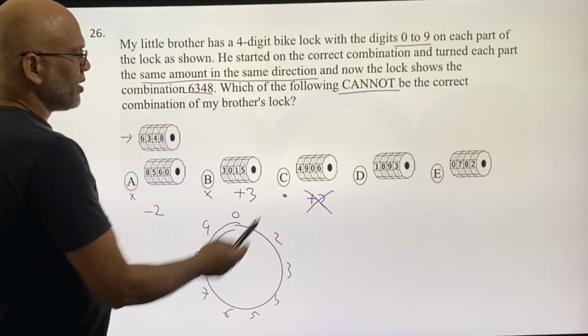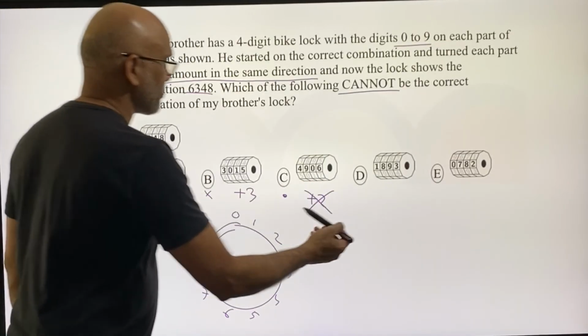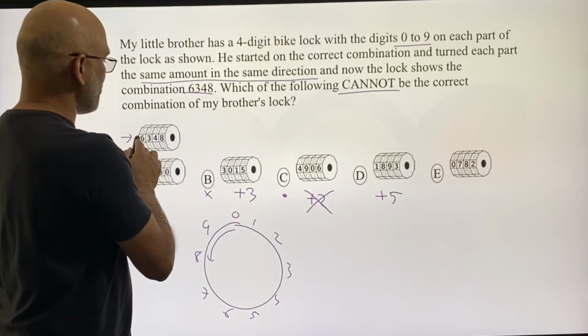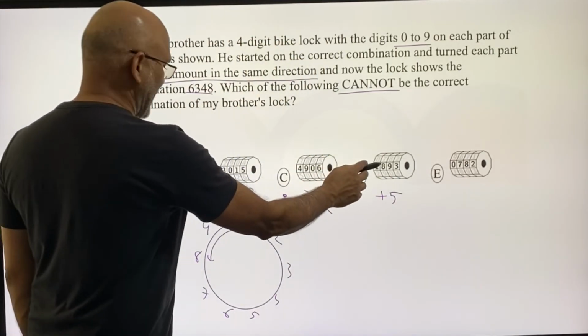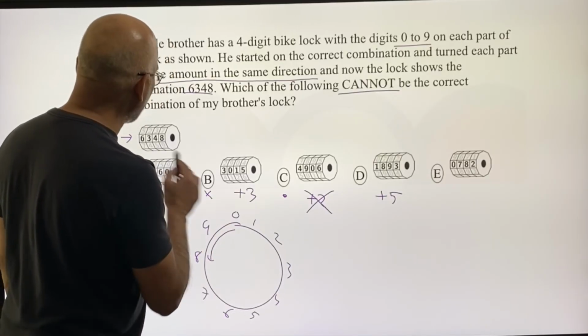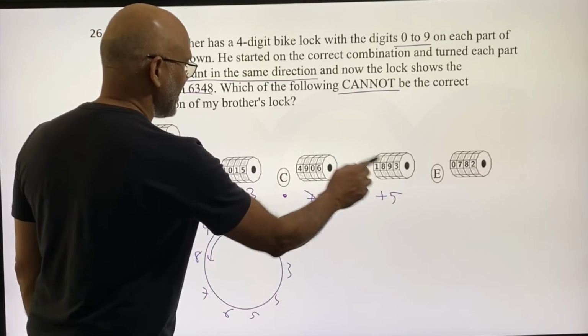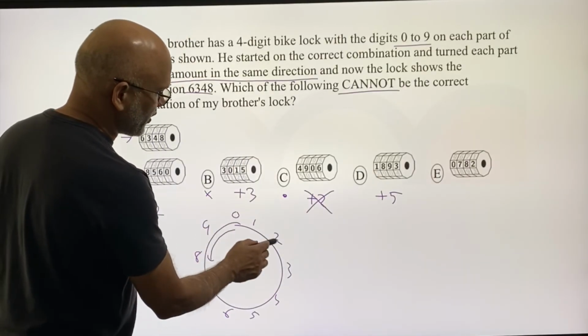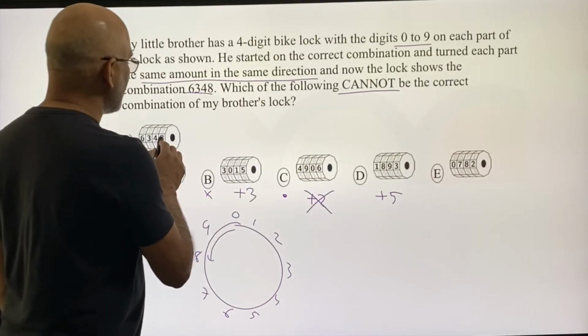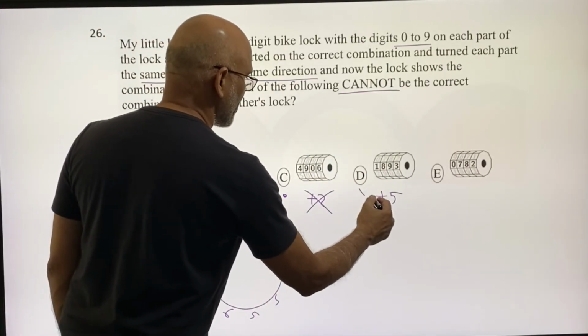1893, 1, then it is plus 5, right? From 1 to 6 is plus 5. 8 plus 5, 1, 2, 3, 4, 5. We end at 3, which is fine. 9 plus 5, 1, 2, 3, 4, 5. It is 4, correct. 3 plus 5 is 8. So this cannot be the correct answer.